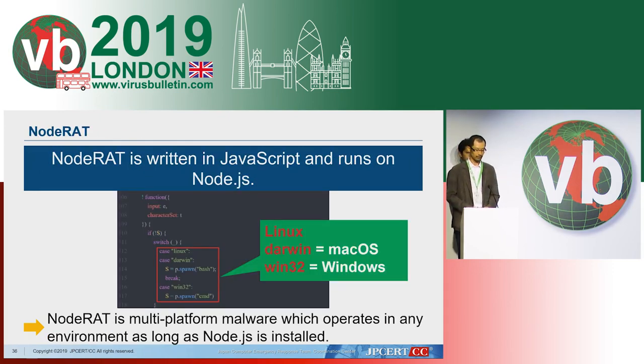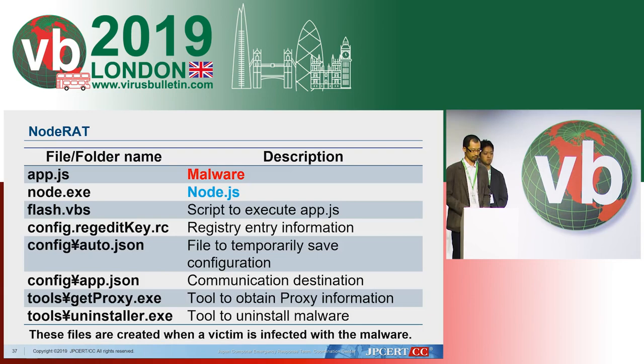Third is Node-RAT. Node-RAT is written in JavaScript and runs on Node.js. This malware is multi-platform, operating in any environment as long as Node.js is installed: Linux, macOS, and Windows. This malware installs node.exe on the host because Node.js is not installed on Windows.